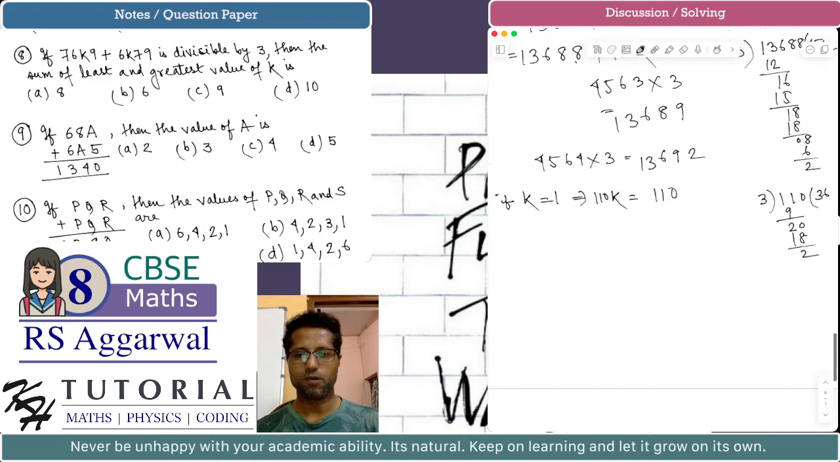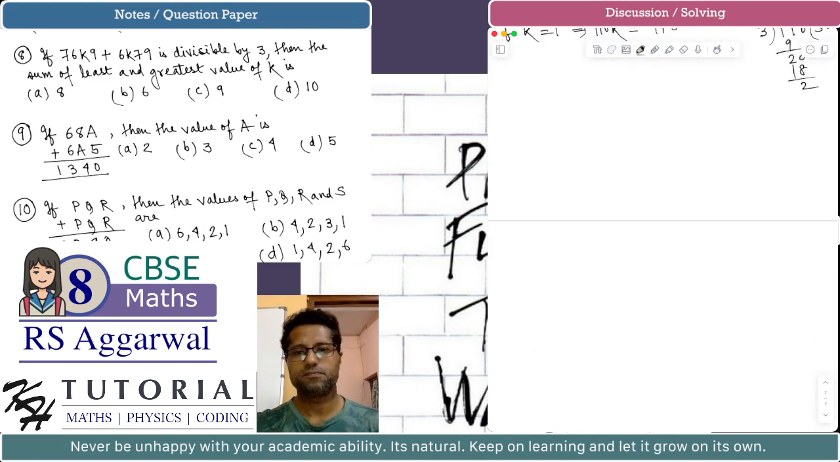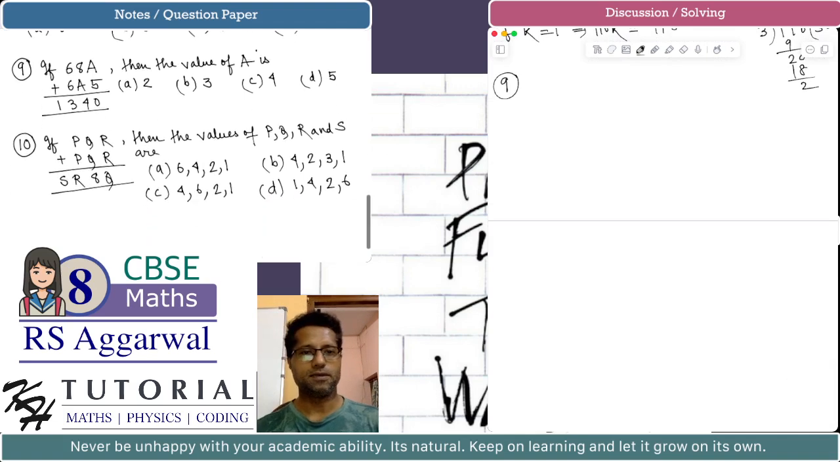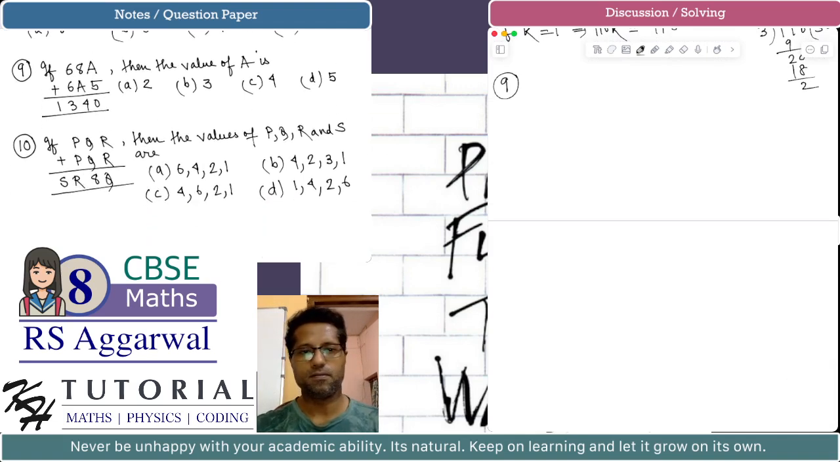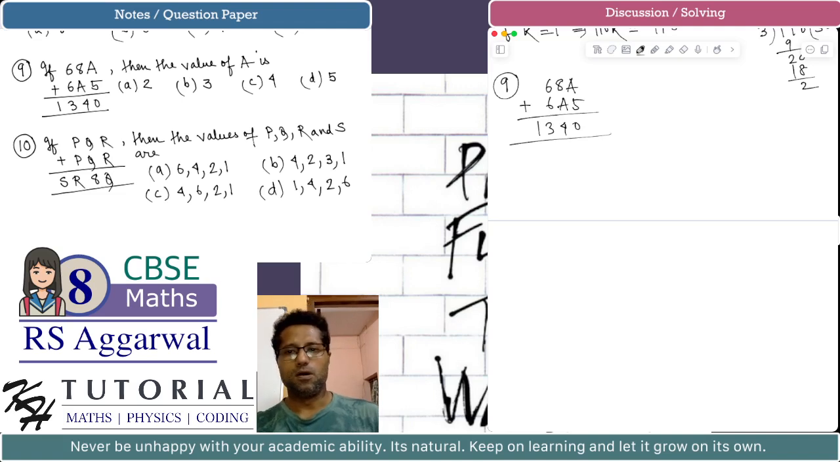So let's do problem number 9. It's a kind of puzzle. We have to fill in the missing digits. It is given that 68a plus 6a5 is equal to 1340. So this is the addition of two 3-digit numbers.